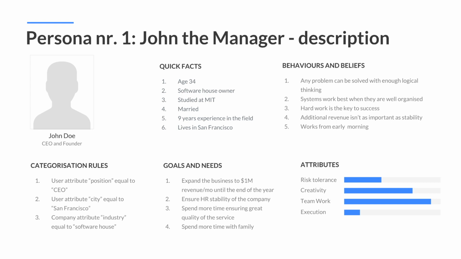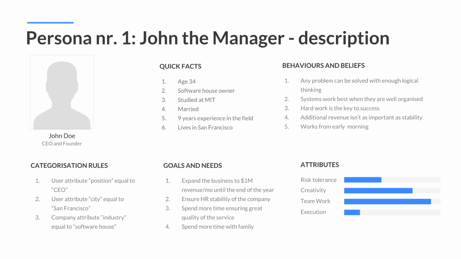So for example, here we have John the manager. We have some quick facts about that person, his behaviors and beliefs, goals and needs, some key attributes, and now the last thing is categorization rules. This is how we're going to know that some user in our system is actually John the manager.